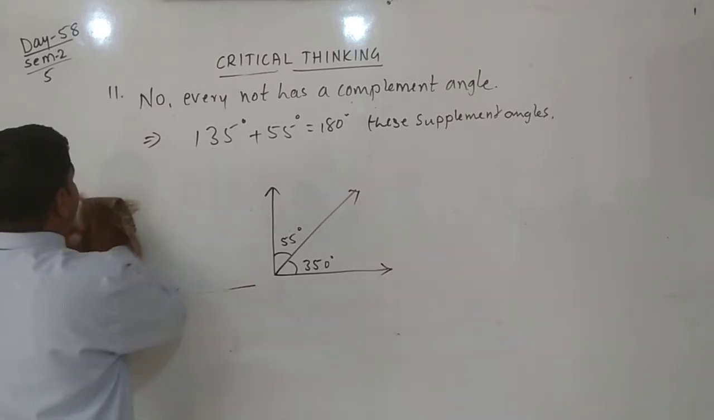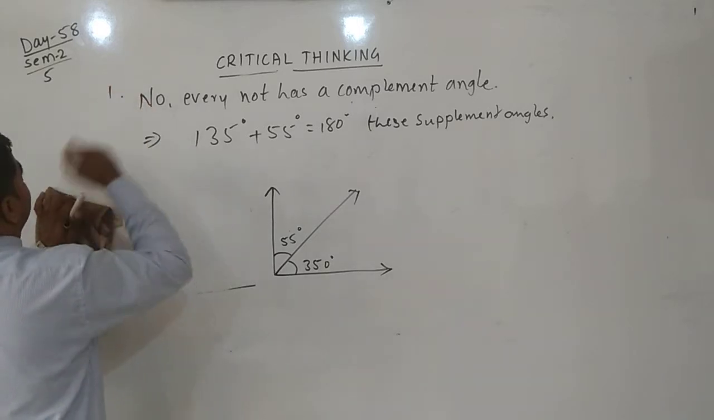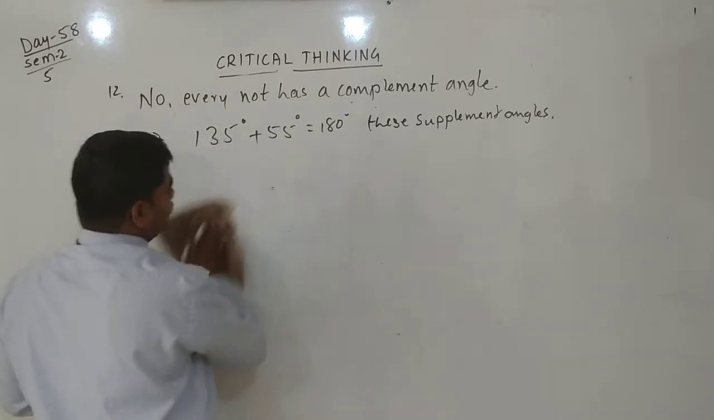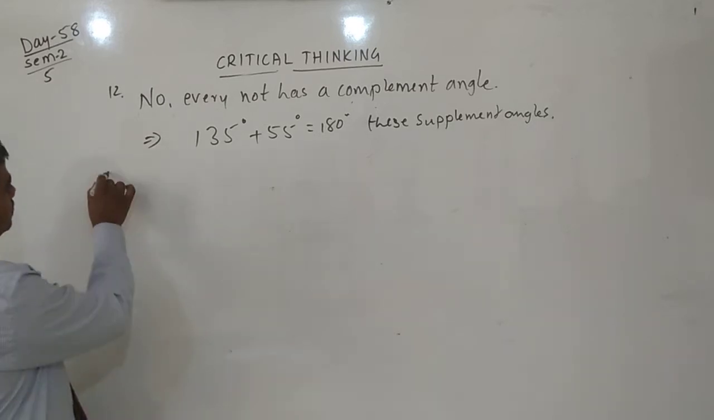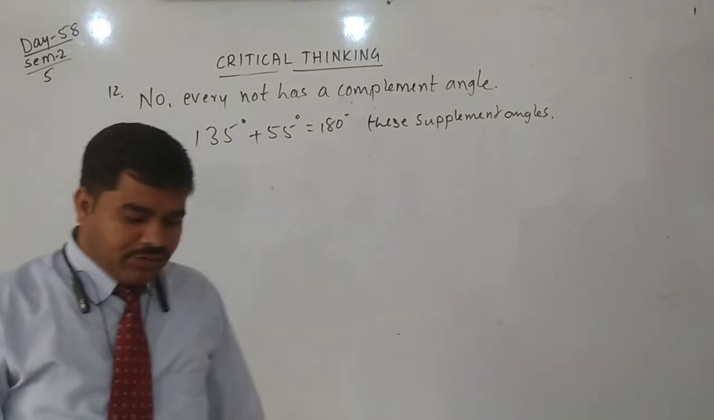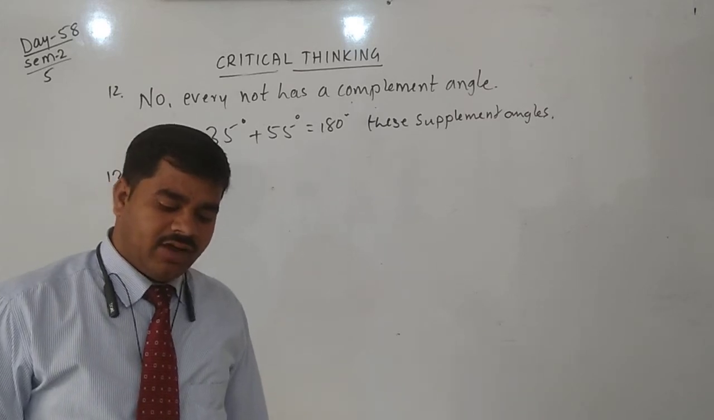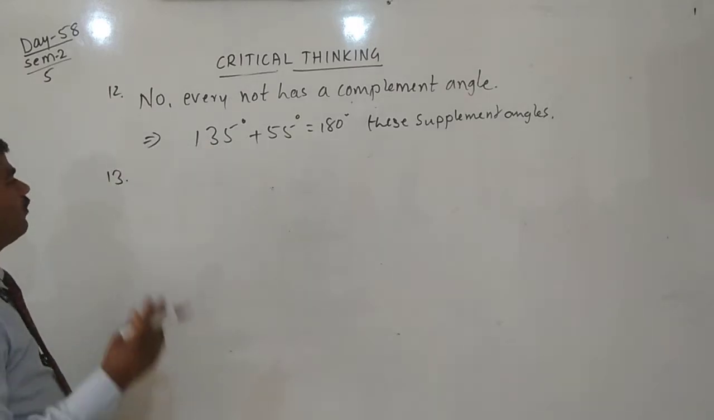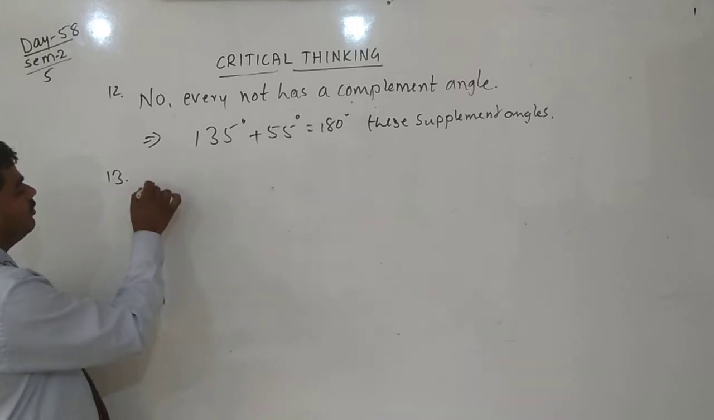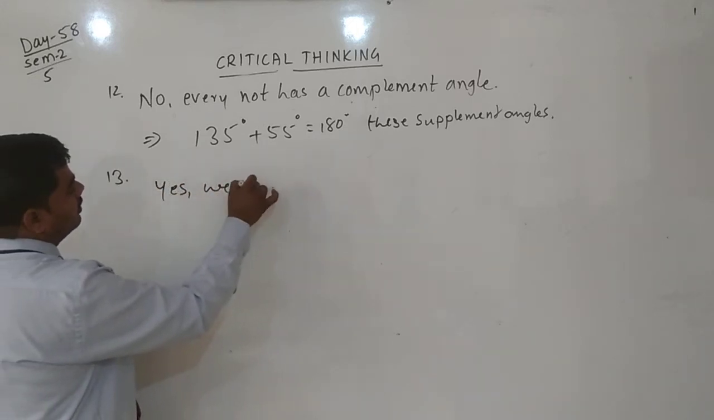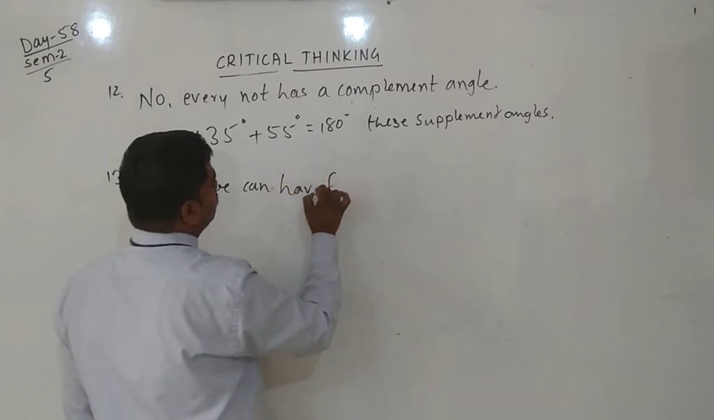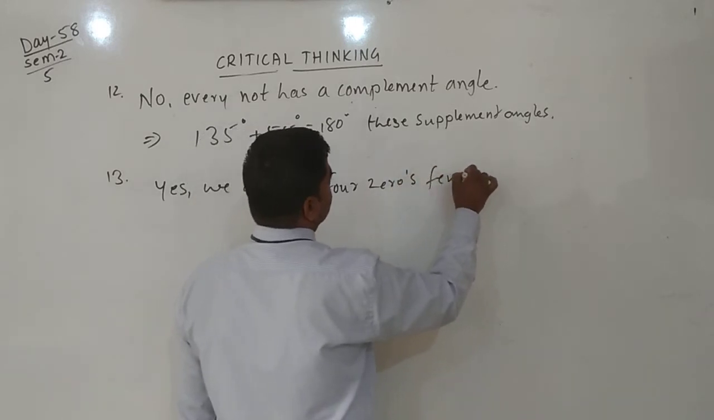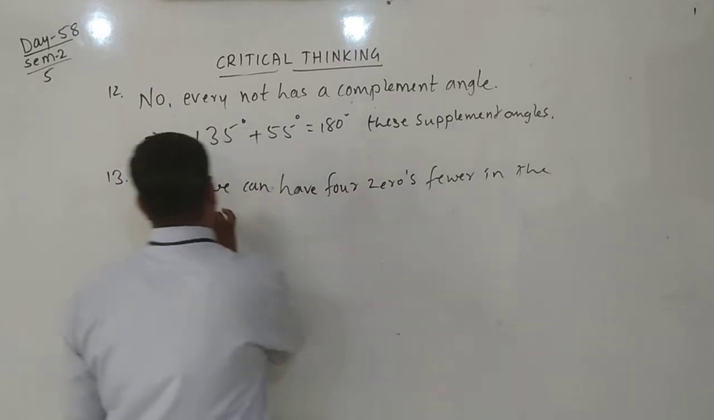Question 12, and the 13th one. Can you multiply a number by 10,000 and have fewer than 4 zeros in the product? Explain your answer. Yes, you can have 4 zeros fewer in the product.